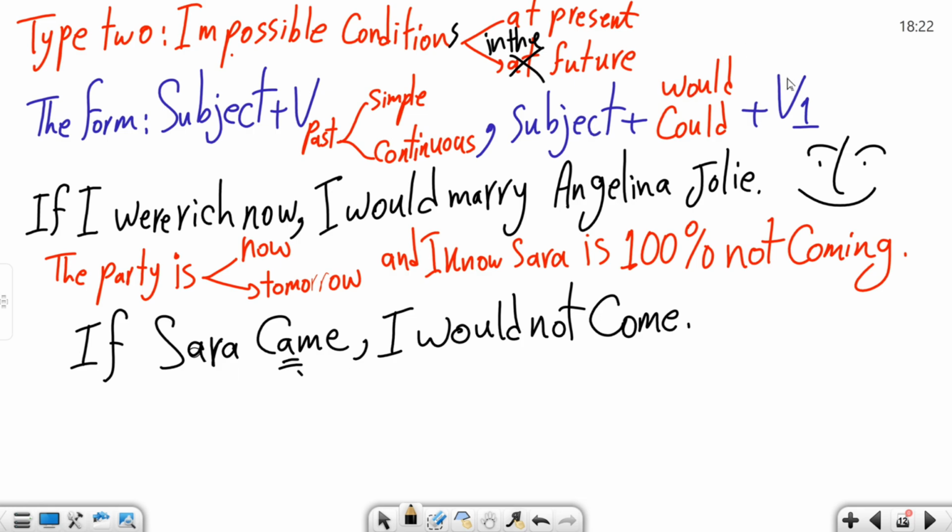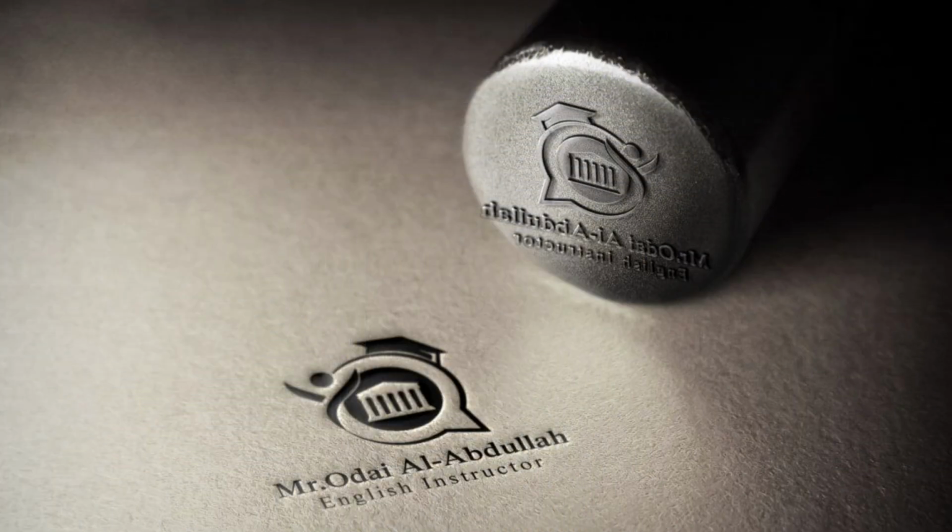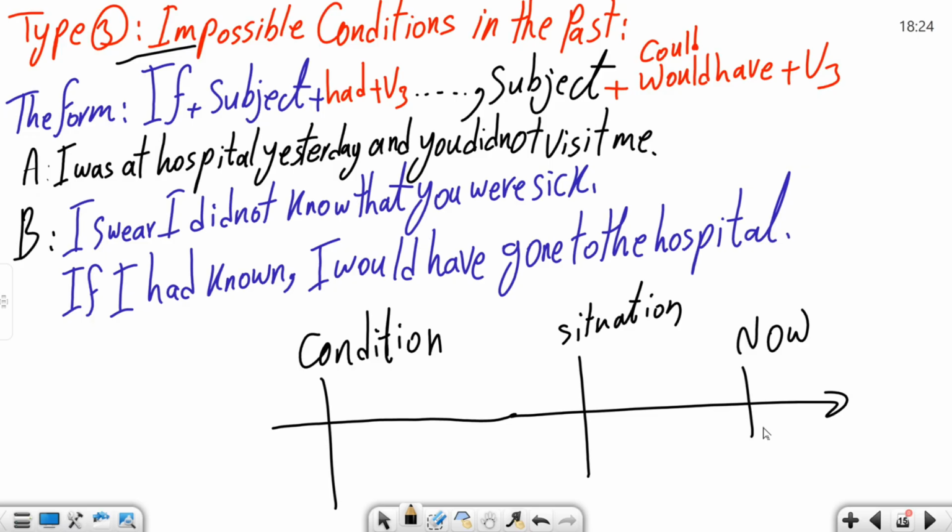After would we use V1, and we use this type for imagination. So if we want to imagine something, of course impossible, we use type 2. And now, my friends, let's go and talk about type 3.